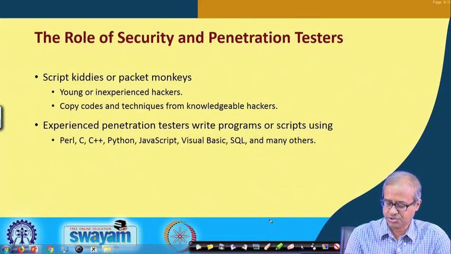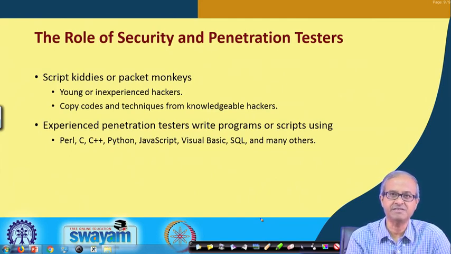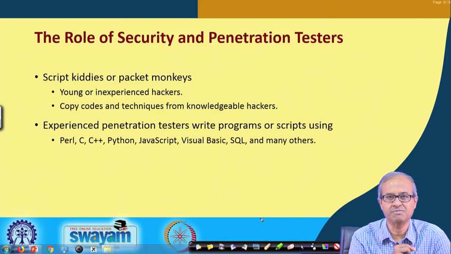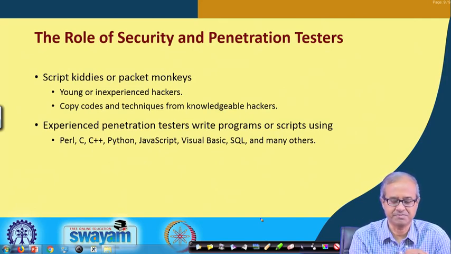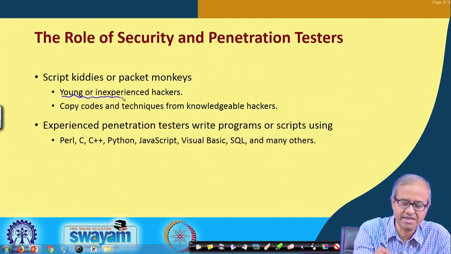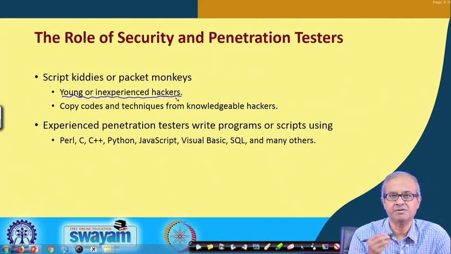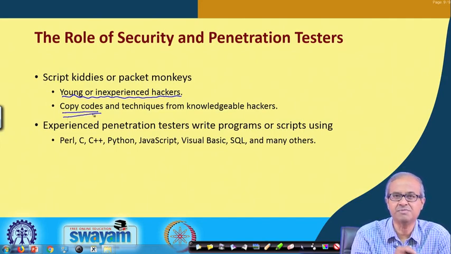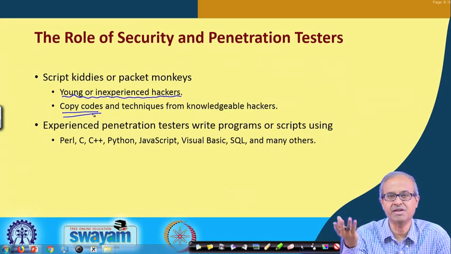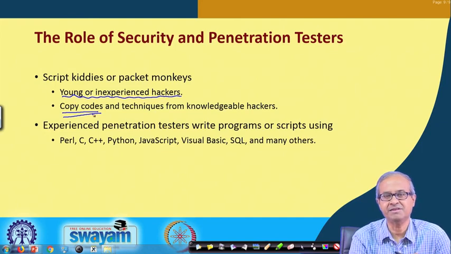Talking about the roles of the testers who are carrying out security testing and penetration testing. I talked about script kiddies, the beginners who have just learned how to break into systems. They are typically young or inexperienced hackers. Usually they look at existing websites, where a lot of hacking documentation is available. From there they typically copy codes, run them on the system and see whether the attacks actually happen as published or discussed on those websites, right.